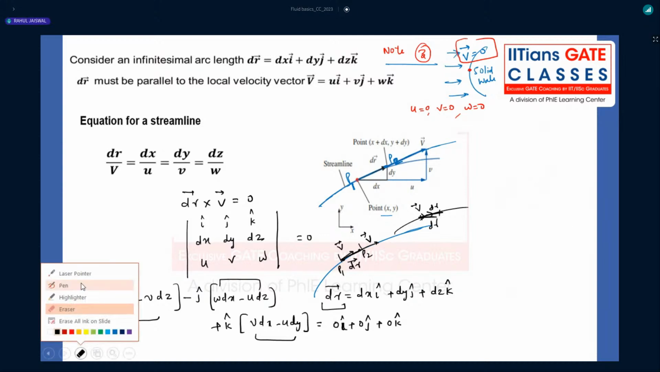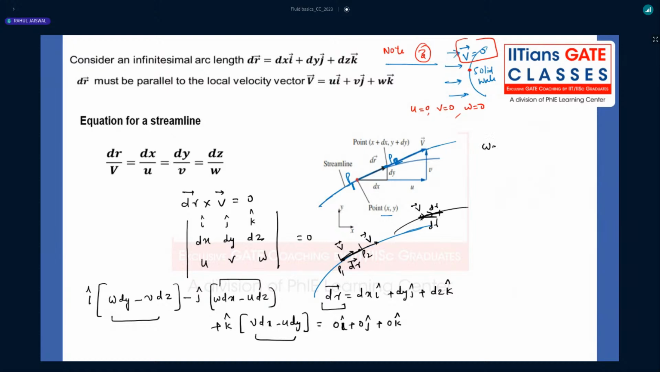Now what you're understanding? If omega dy minus v dz is 0, then we can write dy by dz as v by omega, right? Further, omega dx minus u dz is equal to 0, so we can write dx by dz as u by omega, right?